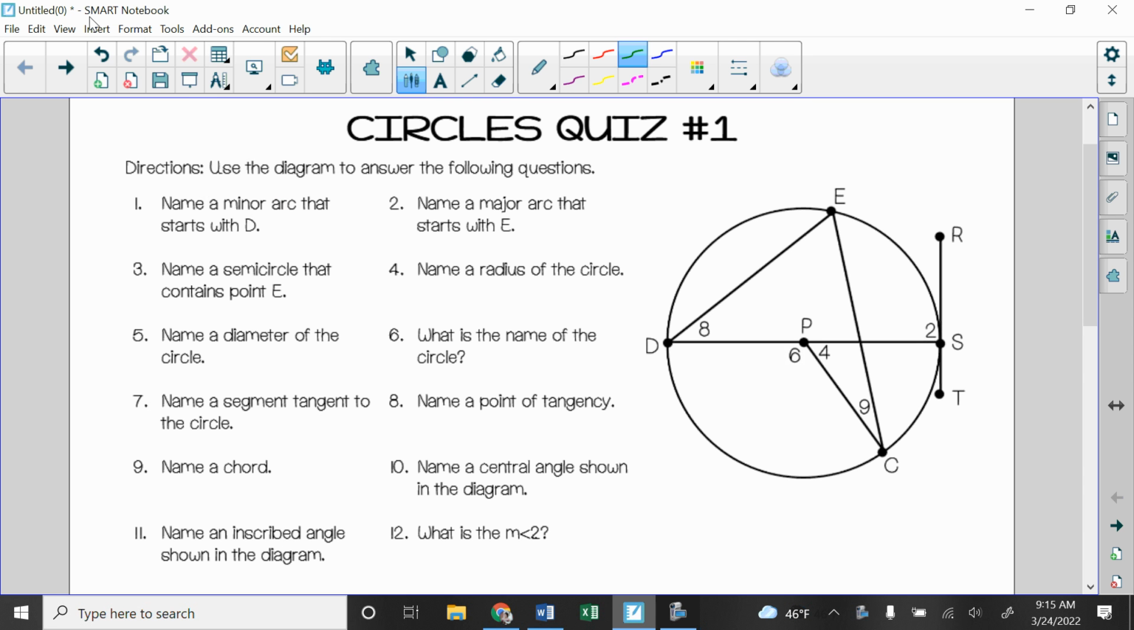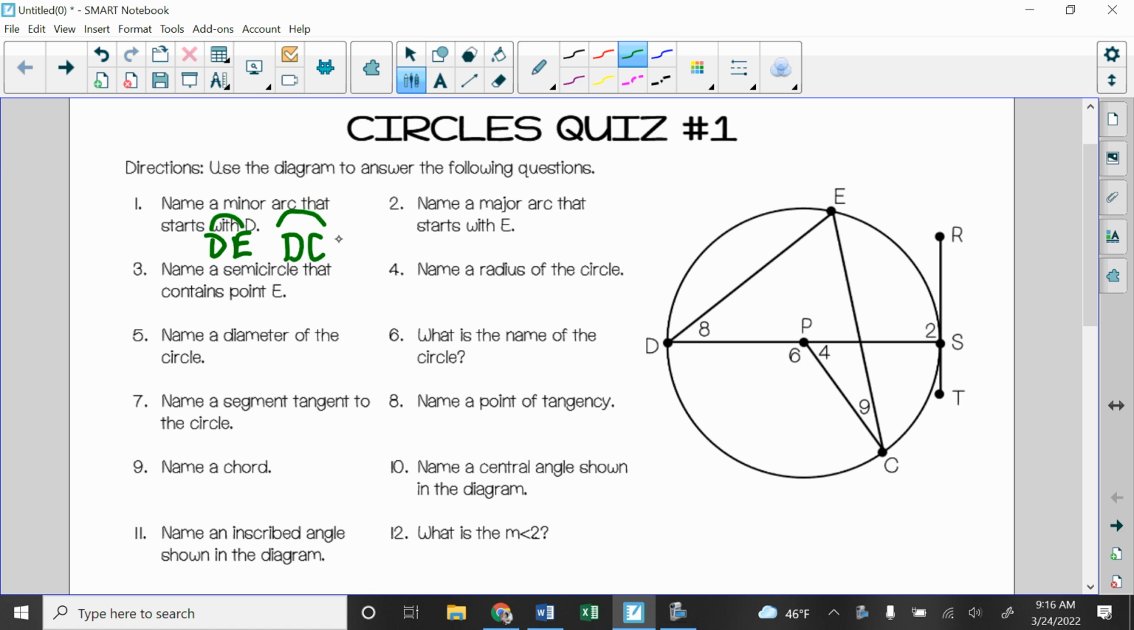Okay, minor arc. So less than 180, less than half the circle, 2 letters. So one option's DE. What's the other option? DC. If you put this as the answer, you got partial credit. Do you know what I'm missing? The arc symbol. So you have to have the symbol so that we know it's an arc.